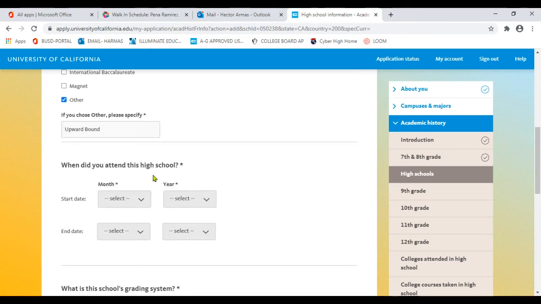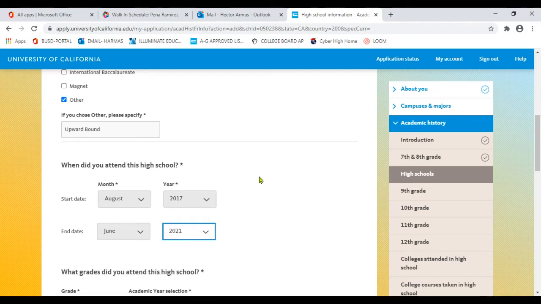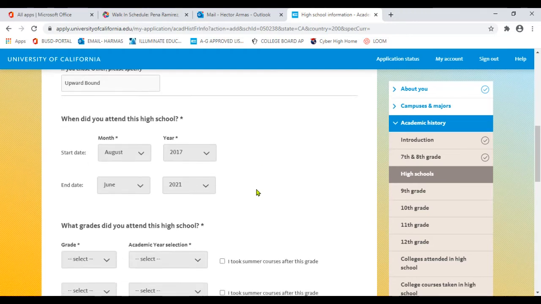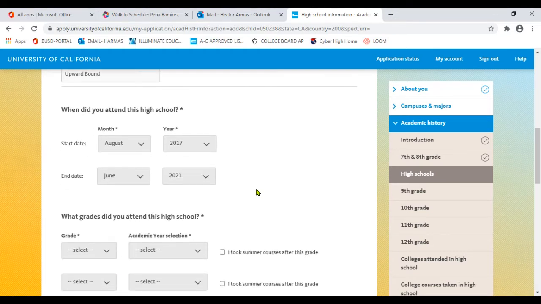Okay, when did you attend this high school? Well, I attended this high school starting in August. Actually, you know what? I went to summer school. No, I didn't. I went to school in August, and the year I believe was 2017. So I started at Bassett High School in 2017, and the end date is going to be June because I'm going to graduate in June of next year, which is class of 2021. Okay, so that's how I would complete this, showing that I've attended Bassett for 4 years.